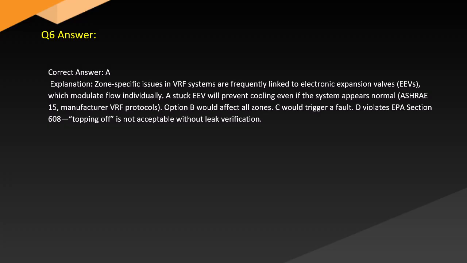Answer. Correct answer: A. Explanation: Zone-specific issues in VRF systems are frequently linked to electronic expansion valves (EEVs), which modulate flow individually. A stuck EEV will prevent cooling even if the system appears normal. ASHRAE 15, manufacturer VRF protocols. Option B would affect all zones. C would trigger a fault. D violates EPA Section 608. Topping off is not acceptable without leak verification.